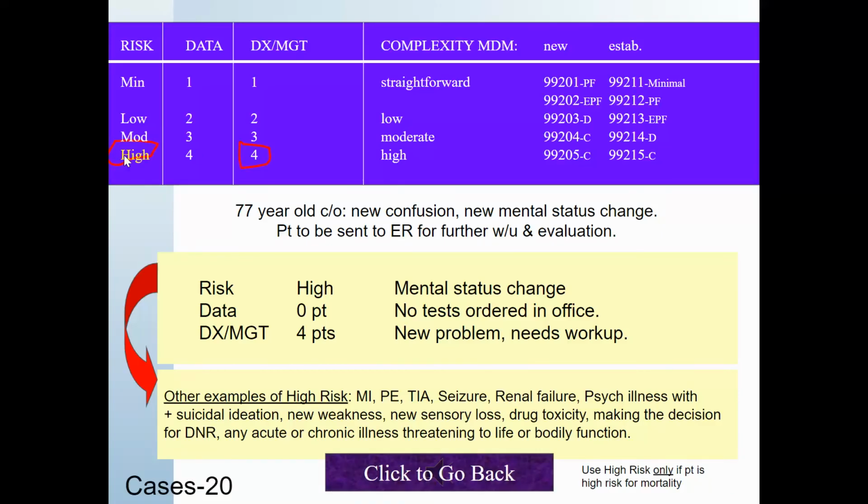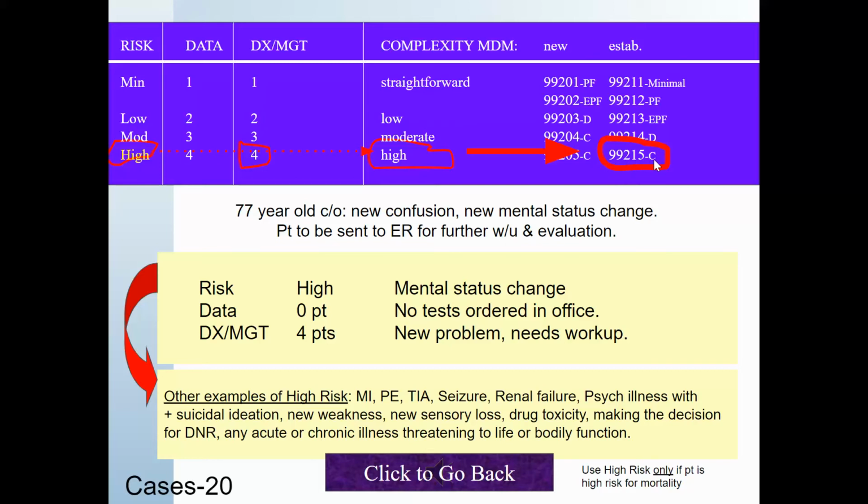Risk, high. We just showed you on the worksheet. It's high risk. Mental status changes. You didn't order anything because you're not going to need to. They're going to need to be further worked up. New problem, needs workup. That gets you 4 there. They need a workup, and they're going to have it in the emergency room. So that's part of the plan. This is high risk, high complexity of medical decision making. So this is an example of using a 99215.